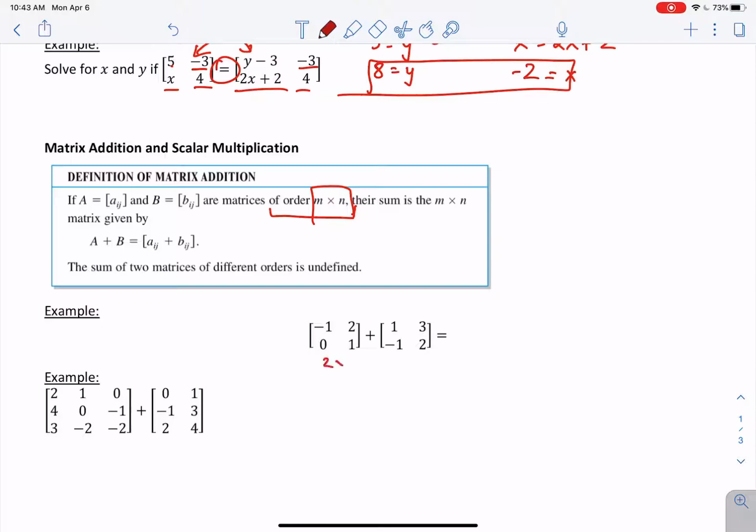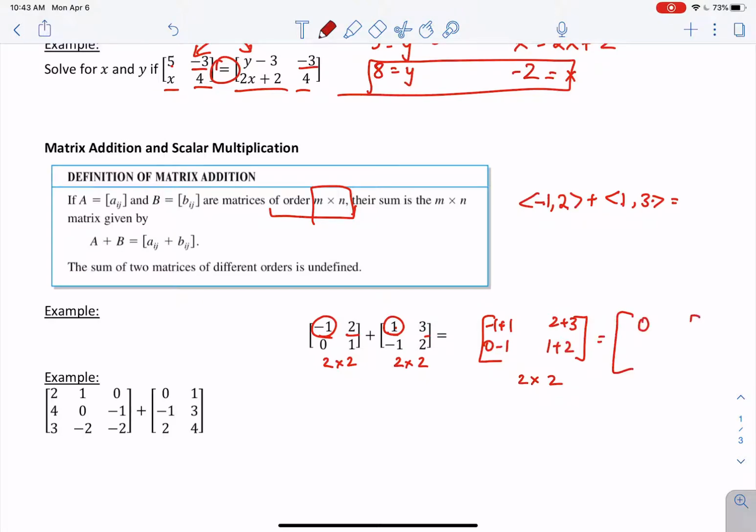So I have a 2x2 matrix here and a 2x2 matrix here. So I'm going to end up with something that's also 2x2, where I take each entry and just add it to its corresponding entry, just like we did with vectors. If I gave you -1, 2 plus 1, 3, then you do -1 plus 1, 2 plus 3, and you get your result. So -1 plus 1, 2 plus 3, 0 minus 1, and 1 plus 2. And that gives us 0, 5, -1, and 3. So you get our addition.